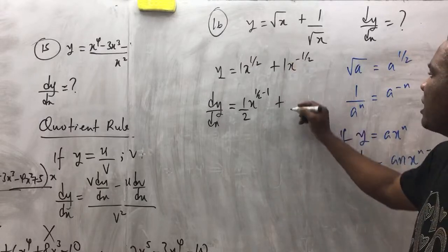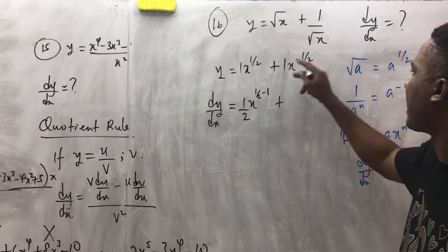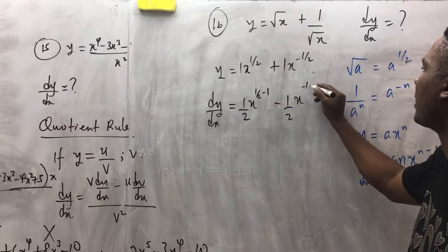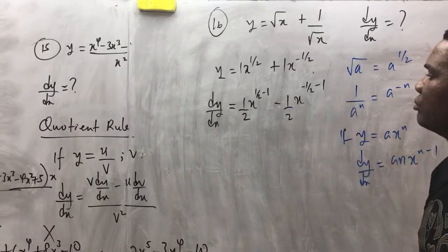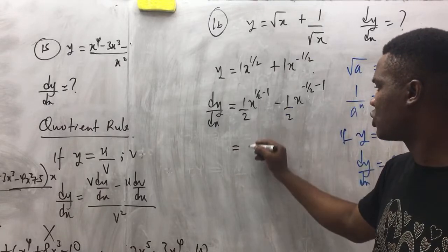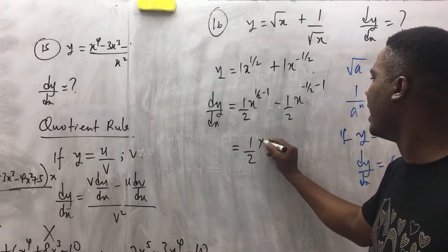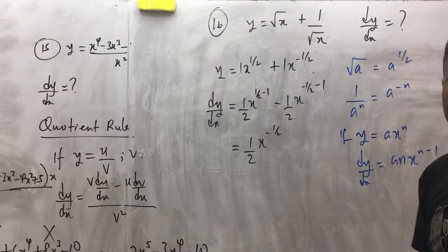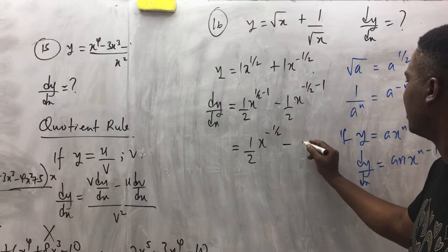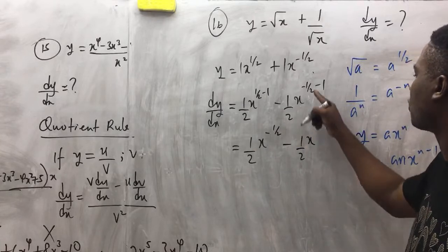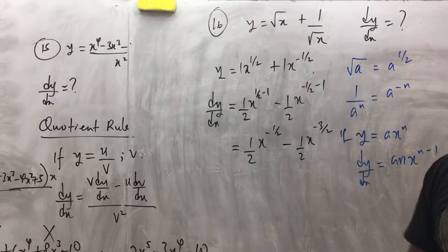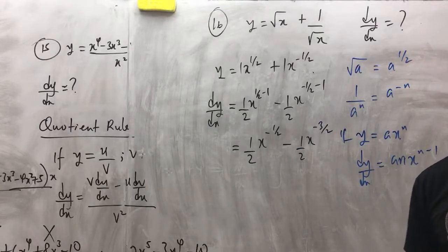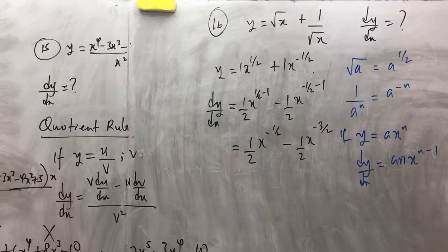Plus, the same thing, minus half times plus 1 will give you minus half, x raised to power minus 1 over 2 minus 1. So you end up having this to be 1 over 2 x raised to power half minus 1, which is minus half. Okay? And this will give me half x raised to power minus 3 over 2. Take note, minus half minus 1 is minus 1.5, which is the same thing as minus 3 over 2.